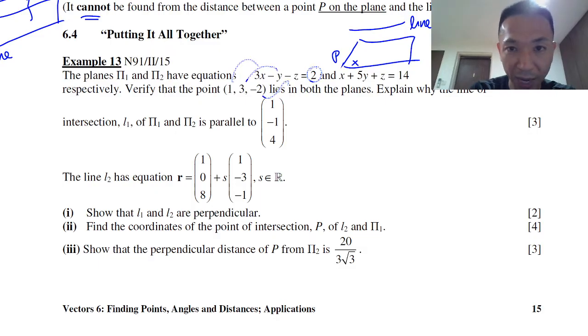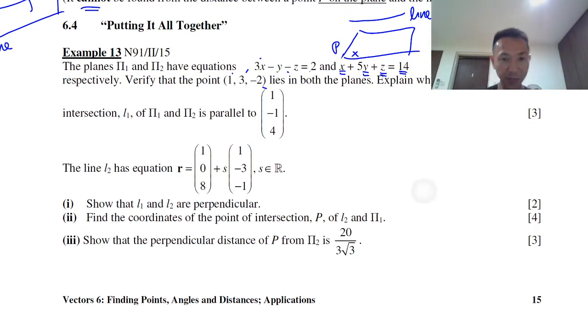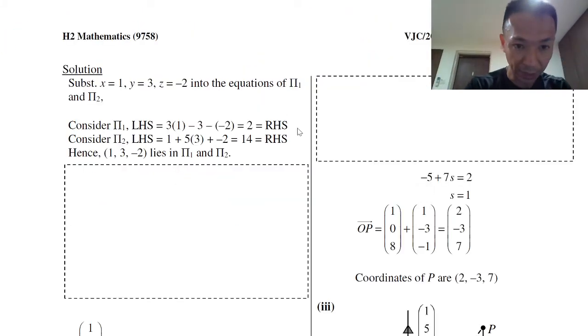Same thing. If you want to show that it lies on pi 2, you just substitute X equals 1, Y equals 3, Z equals minus 2, and it eventually equals 14. Done. So the solution is on the next page here. So this is done. I think this is not difficult.